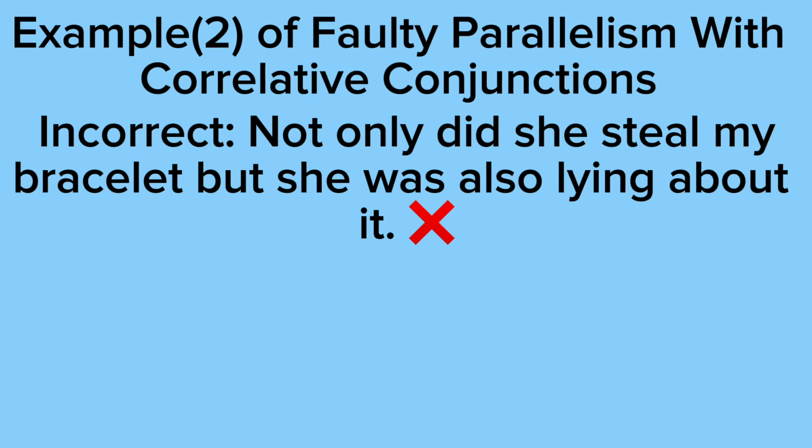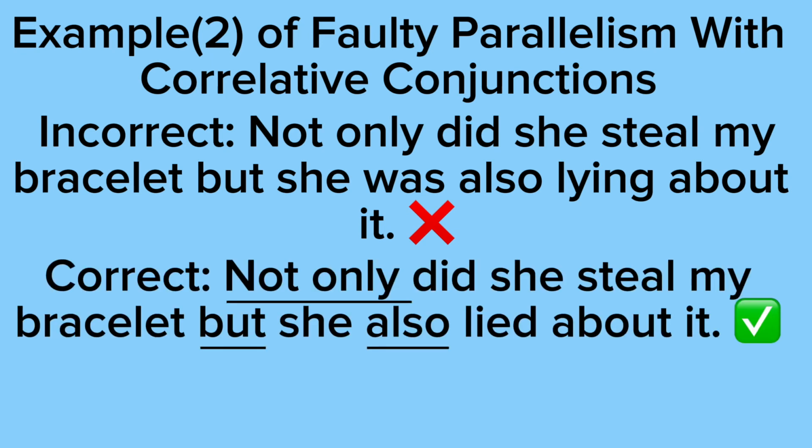So for our second example of faulty parallelism with correlative conjunctions, our incorrect sentence says, not only did she steal my bracelet, but she was also lying about it. So if she stole the bracelet, that means that she lied about it, not that she was lying about it. She lied about it in the past tense. So we have to correct that. So the correct way of saying that would be, not only did she steal my bracelet, but she also lied about it. As you can see, both sides of the sentence match grammatically.